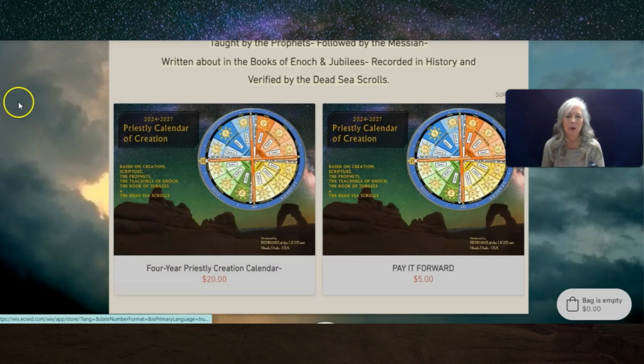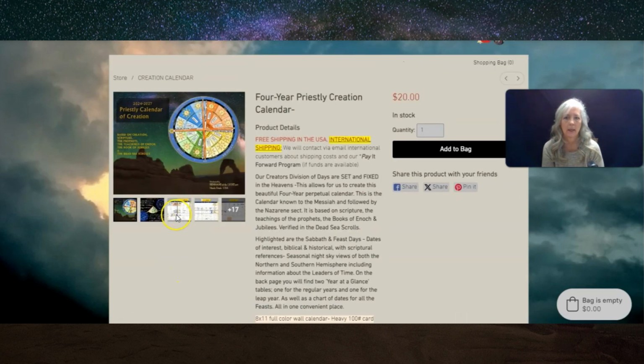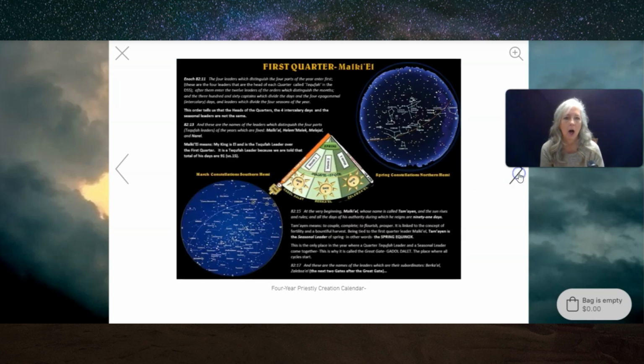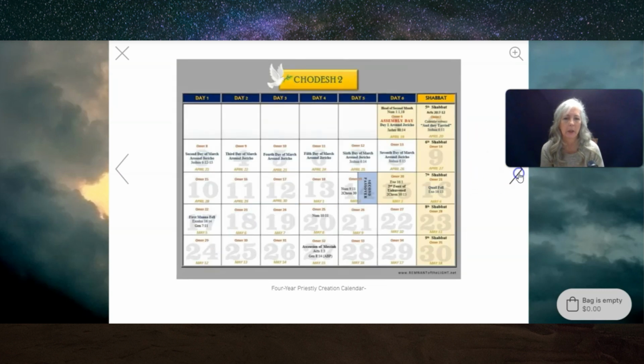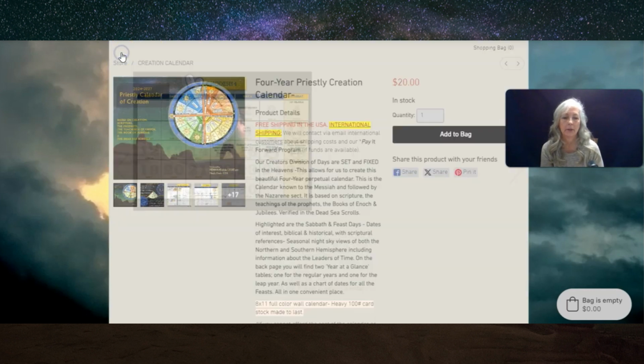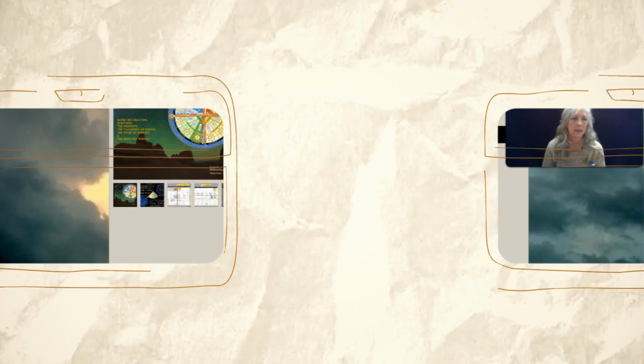But when you come to our website, you'll have 2 choices. And one will be to purchase a calendar. So if you click on the calendar, it'll bring it up, and you can see all the different pages and what they look like throughout the whole calendar. Now, the calendar is $20, and it's free shipping and handling in the United States.